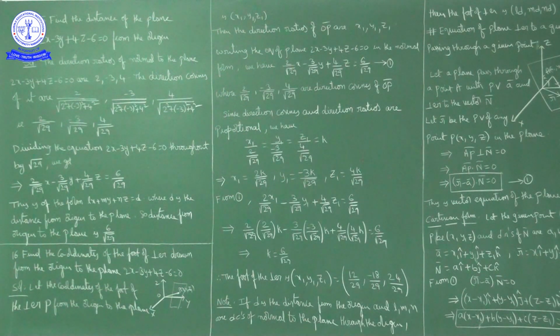You write in the form of Lx plus My plus Nz is equal to D. Simply corresponding to direction ratios, find direction cosines. So here what we got, direction cosines 2 upon root 29, minus 3 upon root 29, 4 upon root 29. Nothing but divide throughout by root 29. We get this plane equation in Lx plus My plus Nz is equal to D form, where L, M, N are 2 upon root 29, minus 3 upon root 29 and 4 upon root 29, and D is how much? 6 upon root 29.